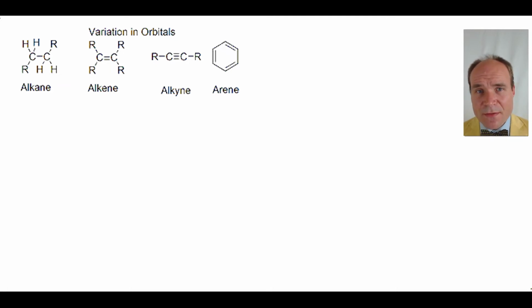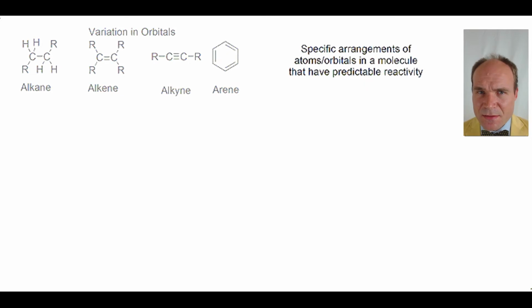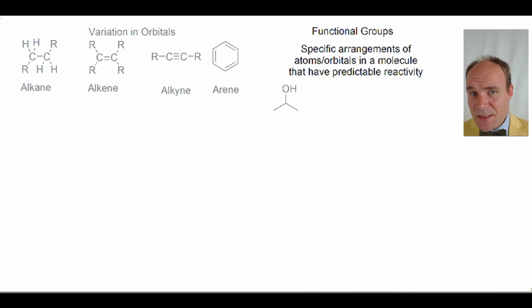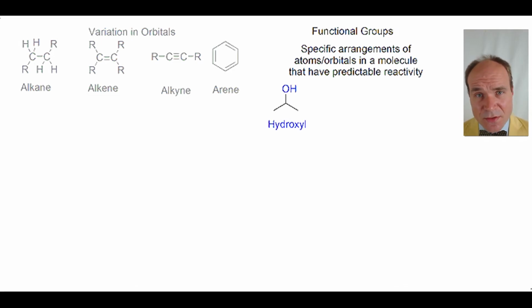When we do so, the possible molecules vastly increase, but we're still going to group them according to properties and reactivity. So, for example, a specific atom should be attached to another specific atom with a specific orbital, and this would be called a functional group if it had similar properties and similar reactivity. An example of this would be a hydroxyl group.